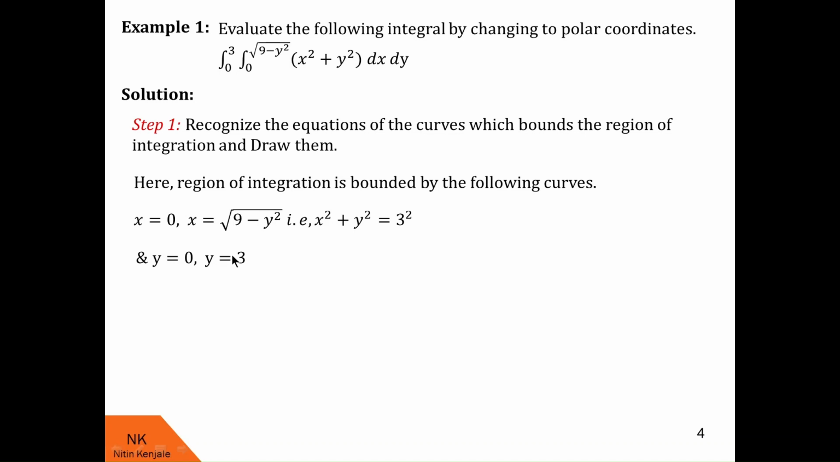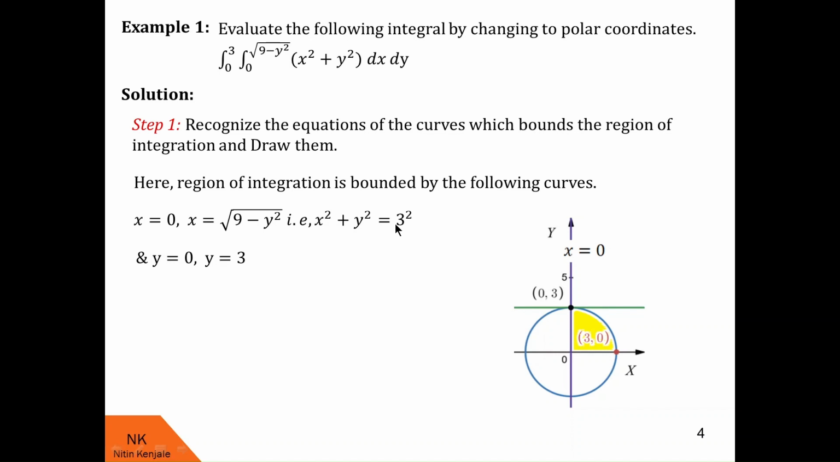Let's draw these curves on the Cartesian xy plane. This is your x is equal to 0, that is the y axis. This circle is nothing but x square plus y square is equal to 9, which is centered at origin and radius 3. y is equal to 0 is the x axis and y is equal to 3 is this straight line passing through the point y is equal to 3 and parallel to the x axis.